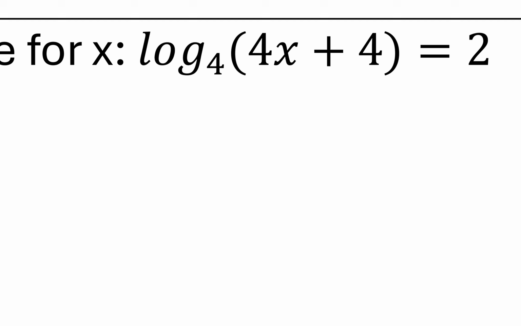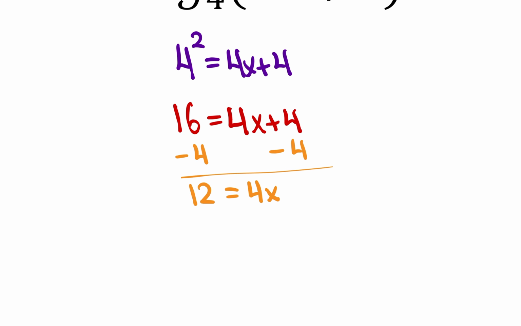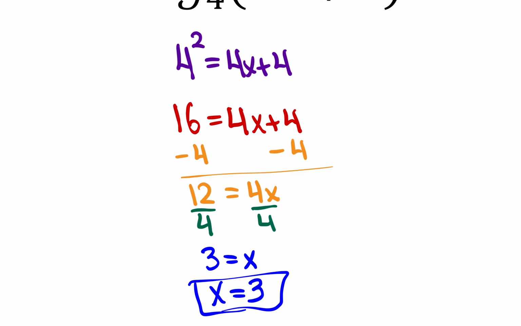For number 14, my first step is to convert this to the exponential form. I have 4 to the 2nd is equal to 4x plus 4. We then convert the 4 to the 2nd, and that will turn into 16 is equal to 4x plus 4. We then subtract 4 on both sides, minus 4, minus 4. This will give us positive 12 is equal to 4x. Then we divide both sides by 4. This will leave us with 3 is equal to x, or essentially x equals 3 as the final solution.